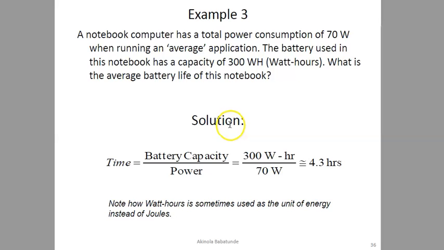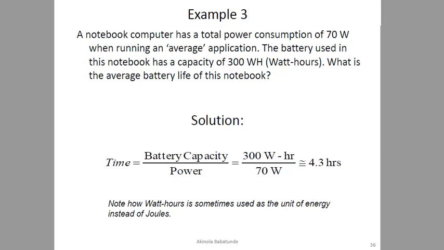This is also straightforward. When we say average battery life, it means the time it takes for the battery to be discharged, and that will give us about 4.3 hours from the calculation we just made. So pay attention to how to use watt hours, watt seconds, kilowatt hours, and different variations of the units that we have. This is the end of this lesson.